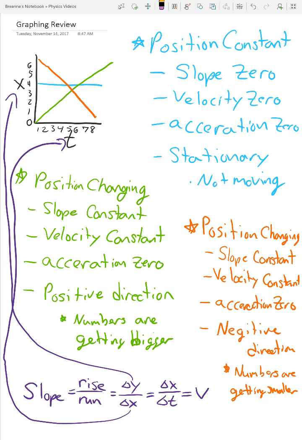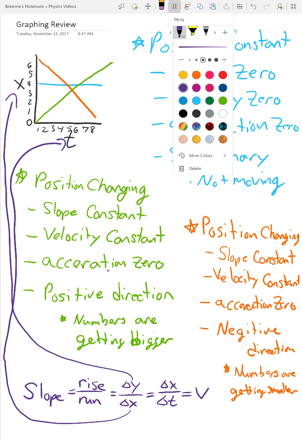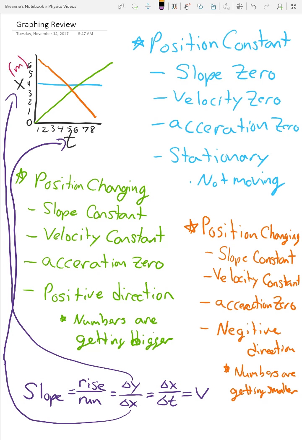And we can look at that by looking also at our units. So the unit that goes with position is meters. The unit that goes with time is seconds. So you get meters per second. So that's the unit that goes with velocity also. Ding, ding, ding. Here we go. This is all the straight lines that go with our position versus time graph.